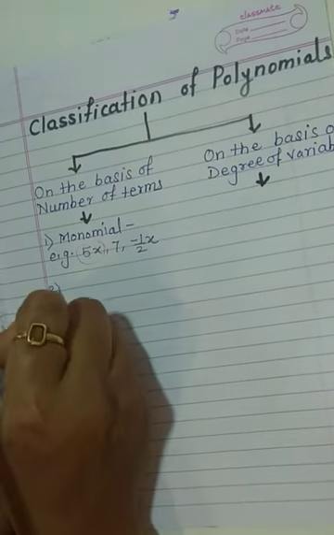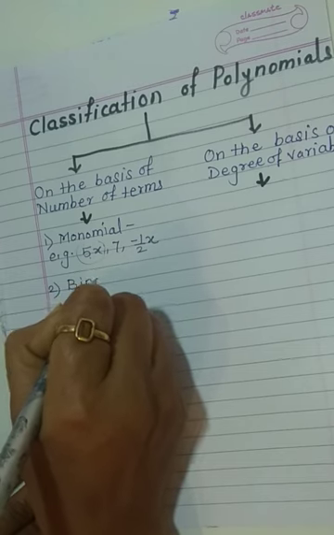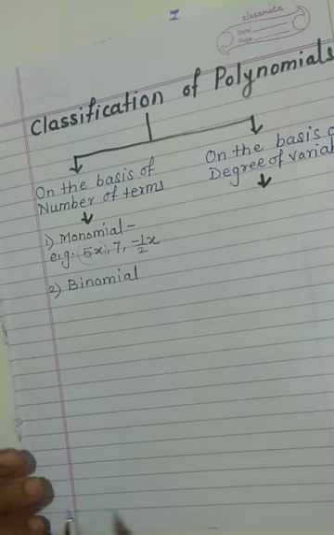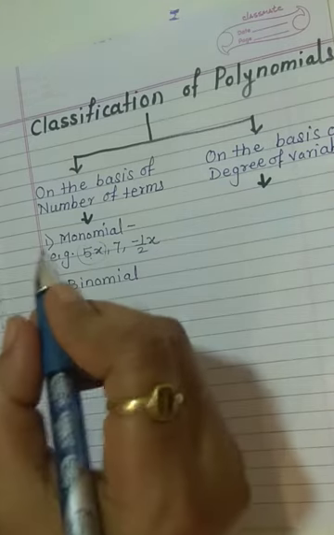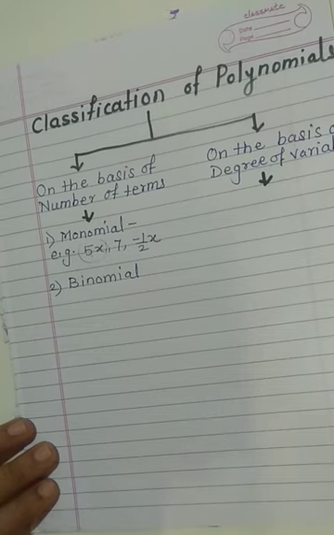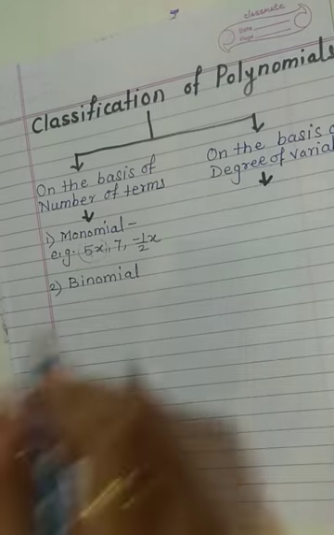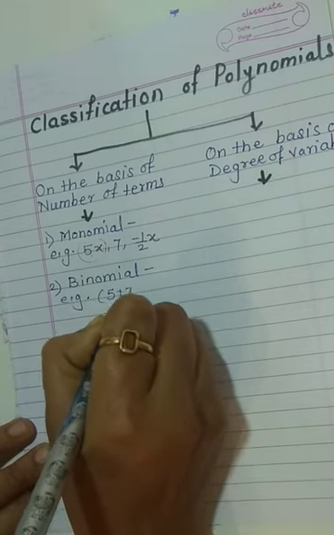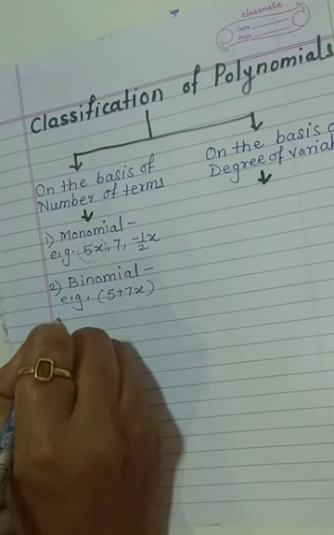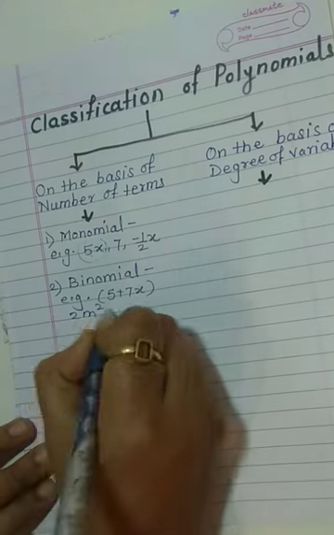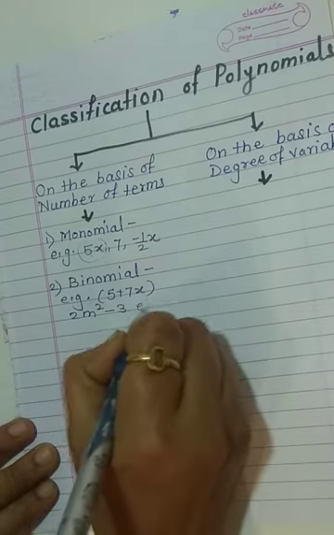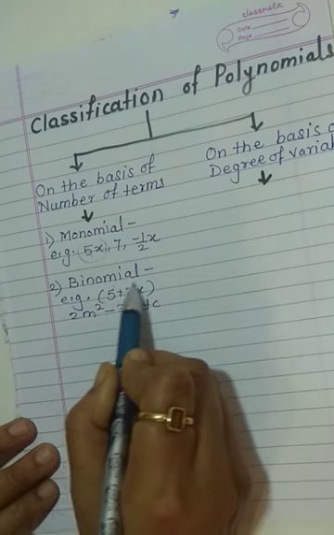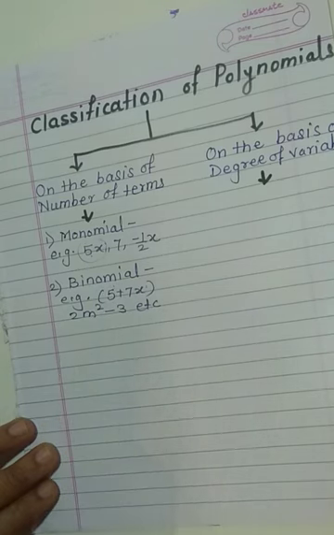Now, the second type is binomial. A polynomial containing two non-zero terms is called a binomial. A polynomial containing two terms only is called a binomial. So examples are 5 plus 7x, or next is 2m square minus 3, etc. So here in both the polynomials there are two terms. This is the first term and this is the second term, and therefore it is known as the binomial.